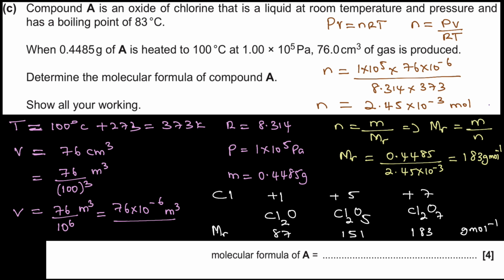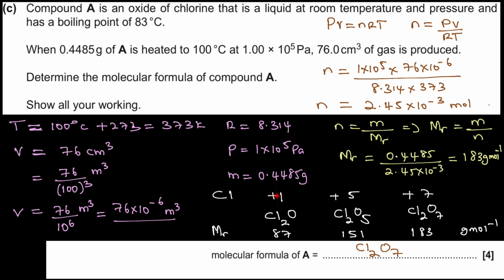What we're looking for is Cl2O7, because the mass for that is what we've calculated, 183 grams per mole. The chlorine is 35.5. 35.5 times 2 is 71. 71 plus 16 is 87. 71 plus 16 times 5 is going to be 151. 71 plus 16 times 7 is 183.